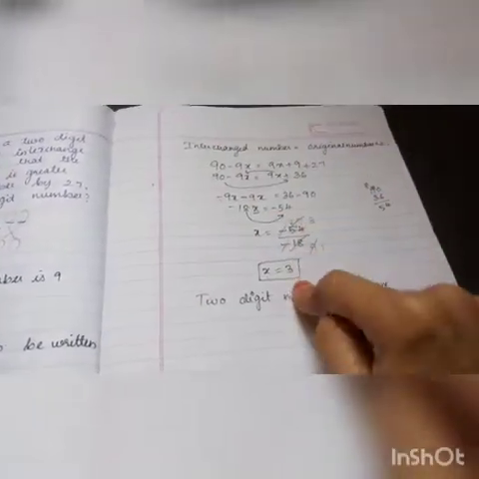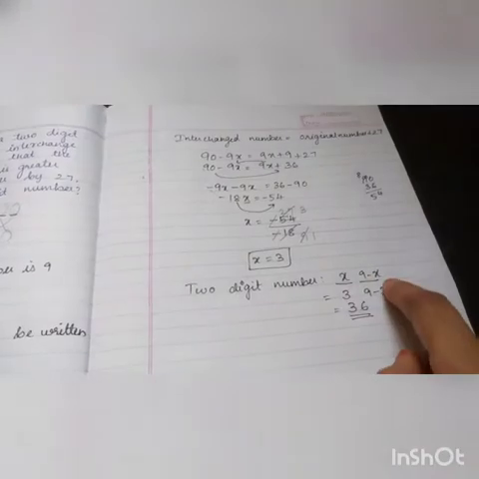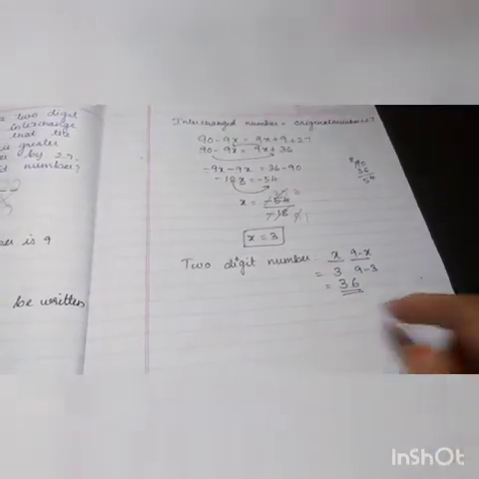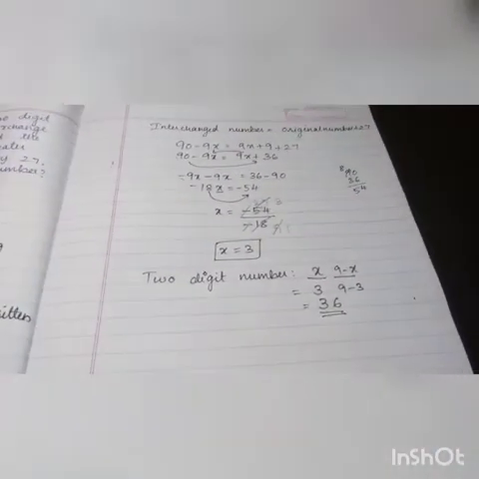Now I have found the value of x. The 2-digit number is x, 9 minus x. x is 3, 9 minus 3 is 6. 36 is our answer. Understood, children?